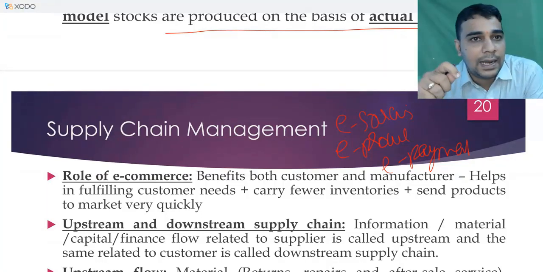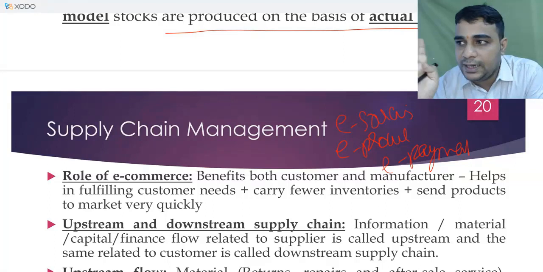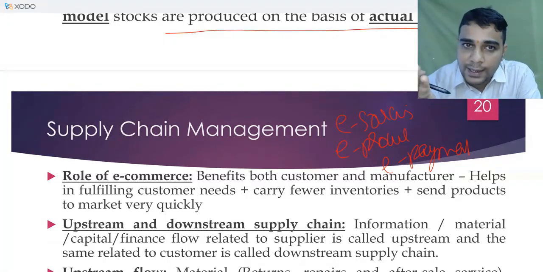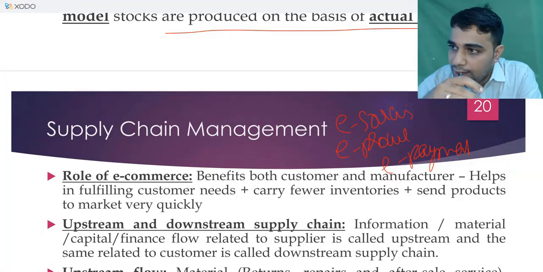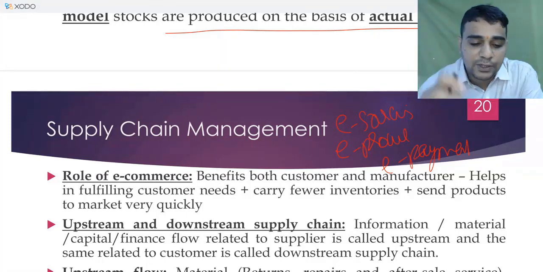Invoice comes in electronic mode. I am not very sure whether there is still a need for a physical invoice, but from a taxation point of view there could be. Mostly, though, the order goes through in online mode, your invoice comes in online mode, your payment happens in online mode. So that is the development which has happened in the management of supply chain.